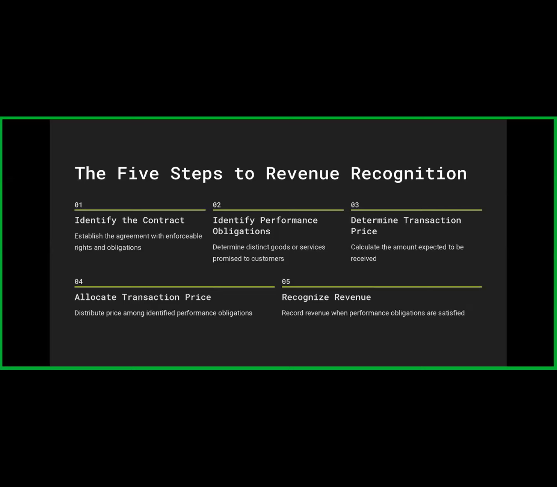Next one is to allocate the transaction price, that is, distribute the price among the identified performance obligations. That means we give different prices to different products. And the next one is to recognize the revenue. What they mutually decide in the contract between the company and the customers, that price the customer has to pay to that company. That is the fifth step, the revenue recognition. So record revenue when performance obligations are satisfied.